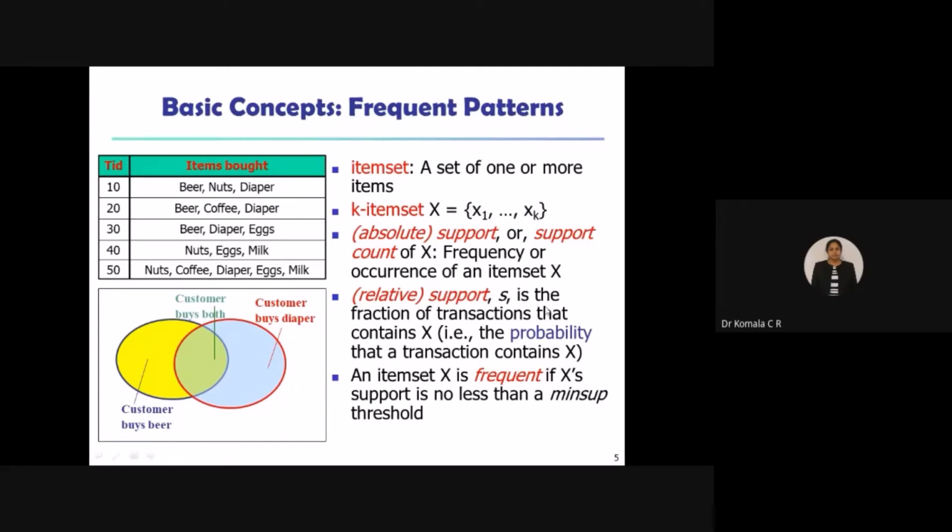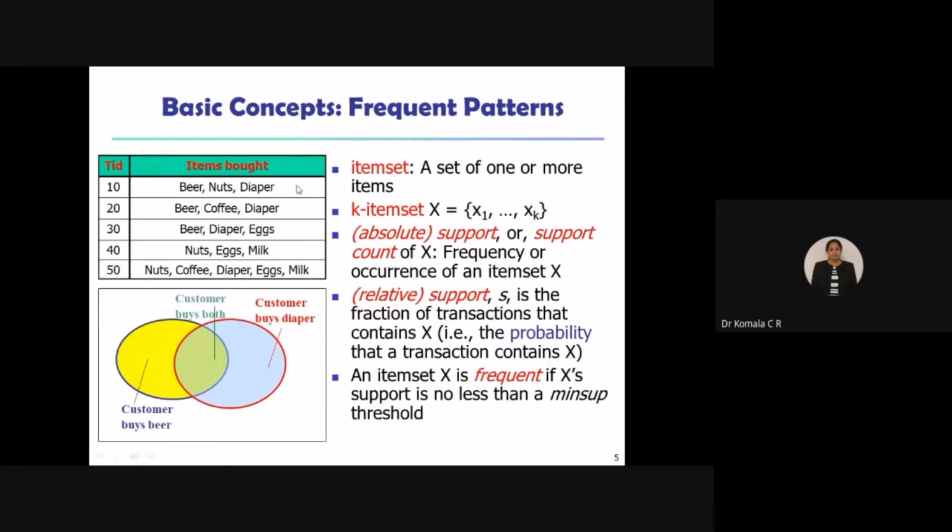So what are the definitions? What are the different criteria, the things we are going to calculate here? First we'll understand what an item set is. The definition of an item set is a set of one or more items. For example, beer is one item, nuts is one item, diaper is one item. Item set means a set of one or more items.